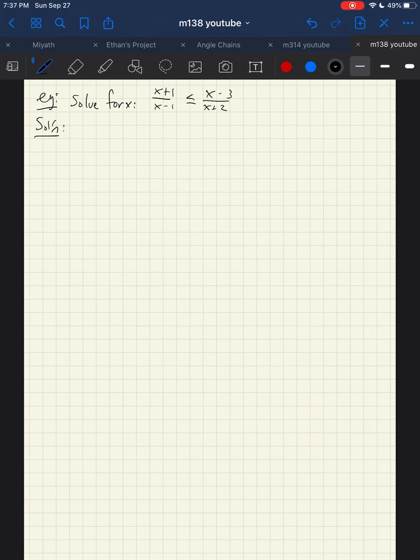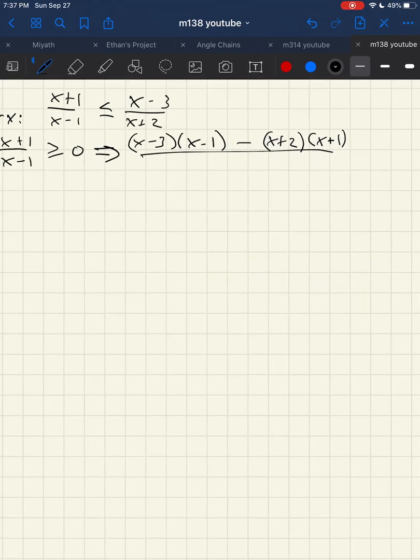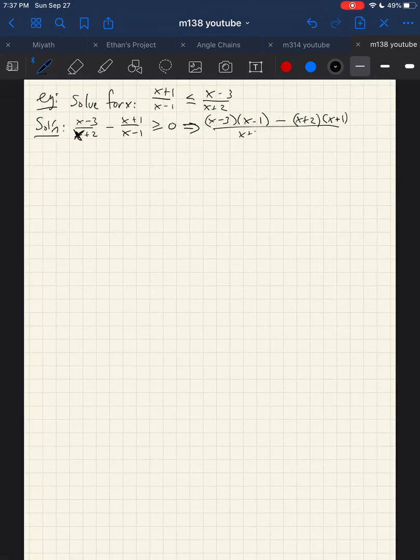And we're going to say (x minus 3)/(x plus 2) minus (x plus 1)/(x minus 1) has got to be bigger than or equal to 0, right? So I just subtracted the left-hand side from the right-hand side. Now I need to do a common denominator. So this is (x minus 3) times (x minus 1) minus (x plus 2) times (x plus 1), over, this got a little bit gory, over what? Over (x plus 2) times (x minus 1).